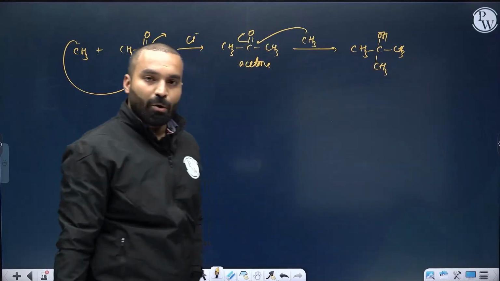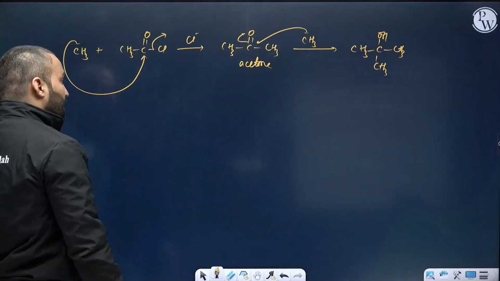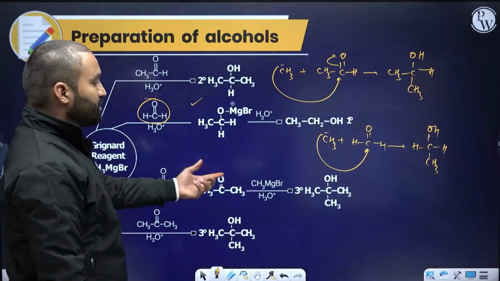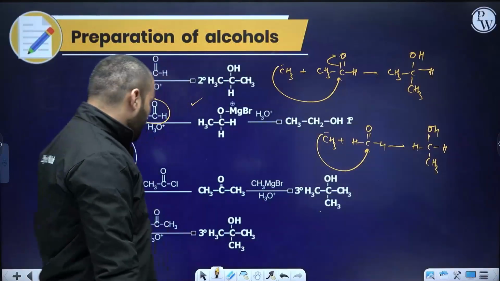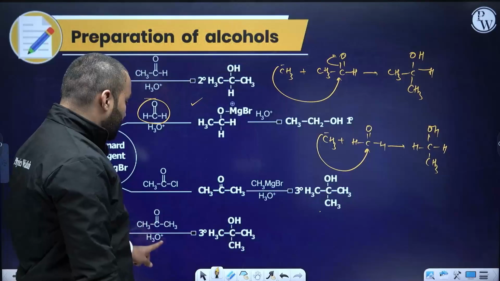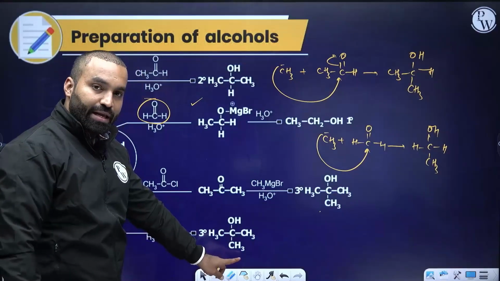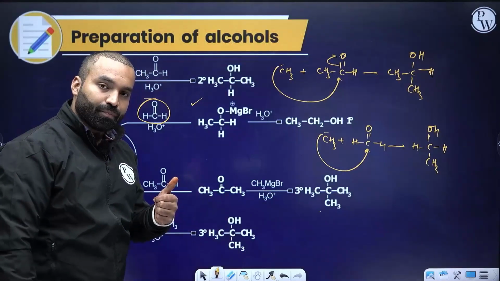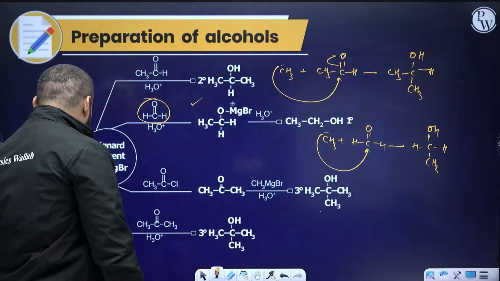Clear? Okay. Let's go back to another reaction that we need to see. See, this tertiary alcohol is obtained. Are you following? Now you can start with the ketone. We have also seen that ketones will also give you tertiary alcohols. Clear? Shall we proceed? Okay, awesome.